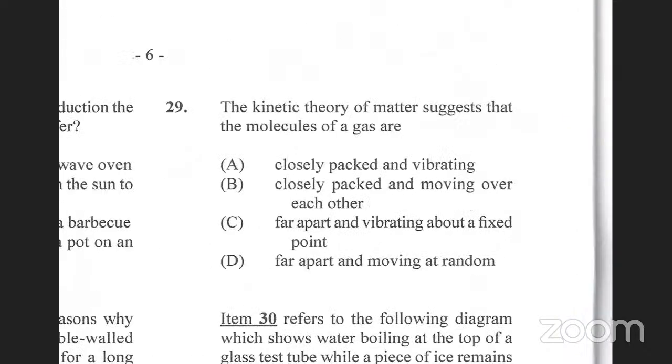29, kinetic theory of matter suggests that molecules of a gas are closely packed, far apart, vibrating from a fixed point, or moving at random. That's D.